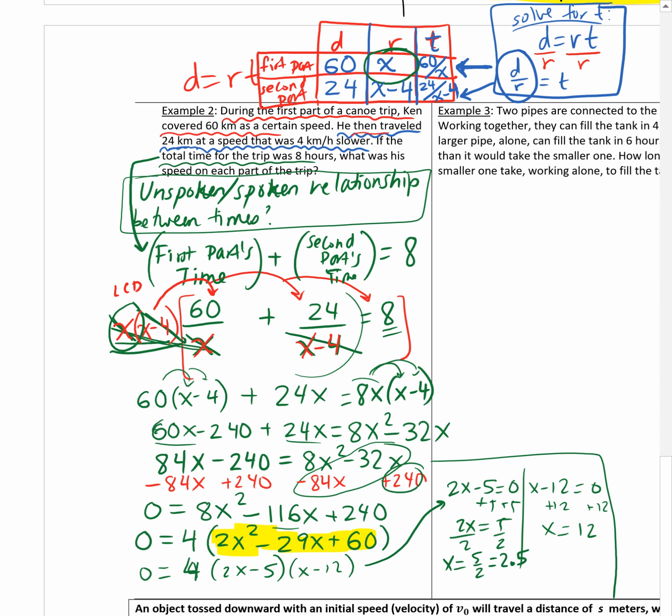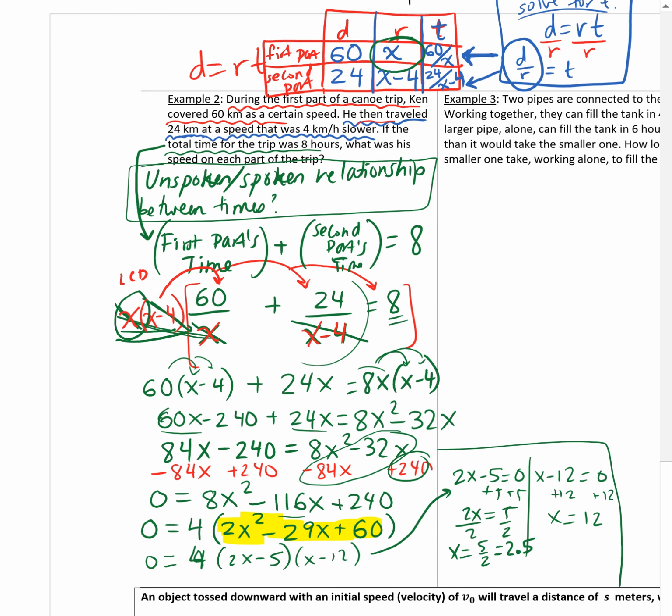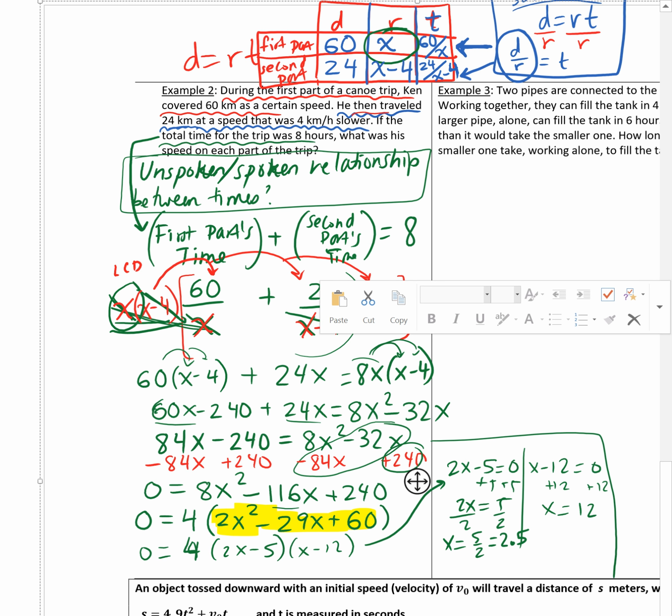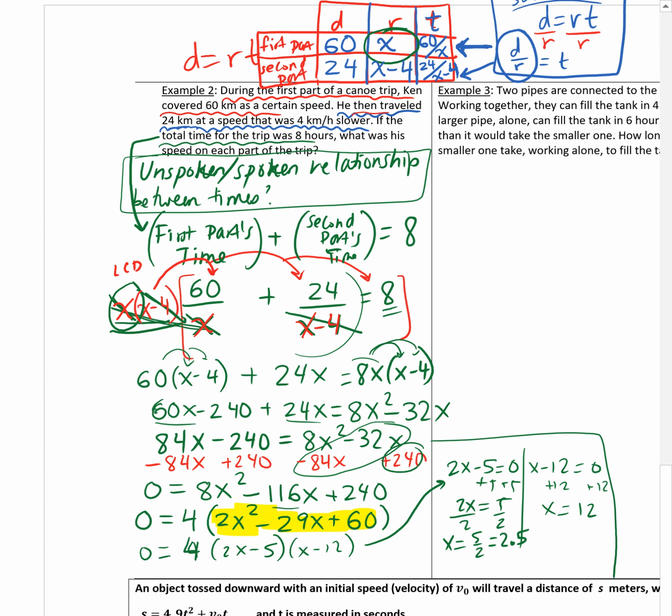Actually, if you look at the table, one of those values in the table is going to determine which one of these is wrong. The one I'm focusing on is that his speed on the second part of the trip was x minus 4. So what if his speed on the first part of the trip, x, was 2.5? Then his speed on the second part would be x minus 4, so 2.5 minus 4, which is negative 1.5 kilometers per hour. That doesn't make sense, though, there's no negative speed. So that one must be wrong, it must be this one, 12 kilometers per hour.